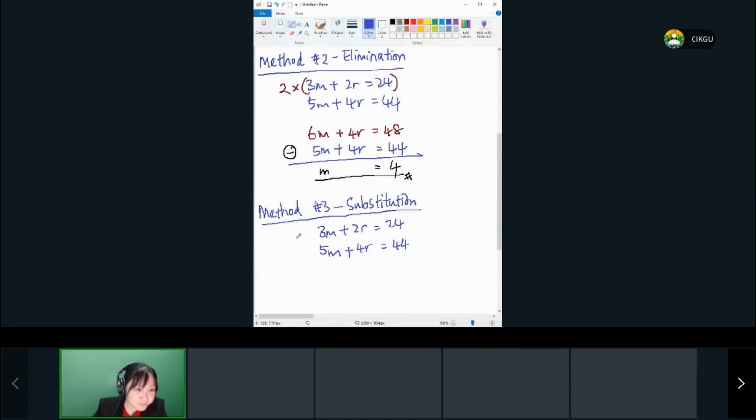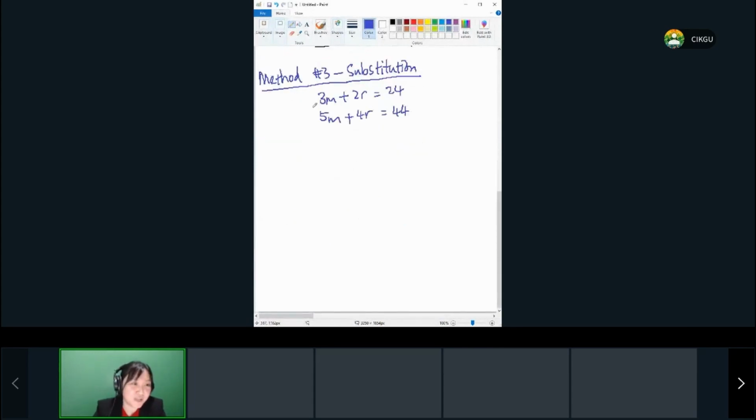Anyways, substitution. Okay, number 1, number 2. The keyword substitution means you need to take something and sub into something. That means the key, from equation number 1, is the first step: you need to make either M or R the subject. What I mean is, you make the equation like this, M equals something. Or some students like to make R equals something from the first equation. Both will work. Up to you.